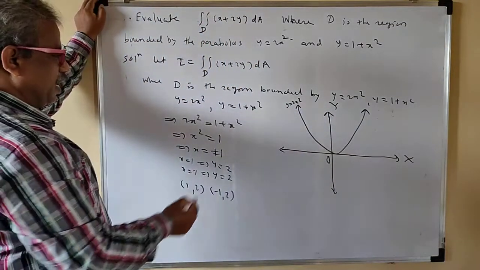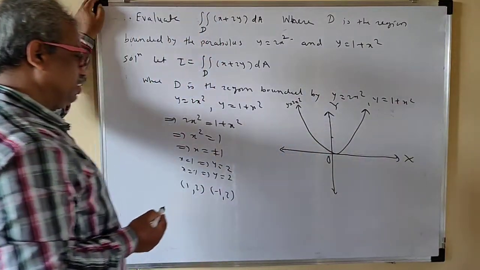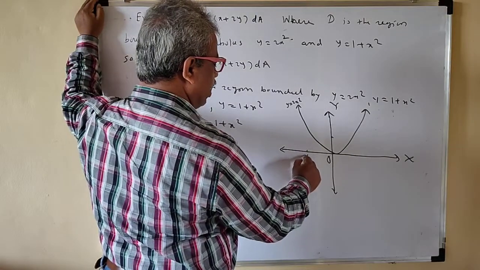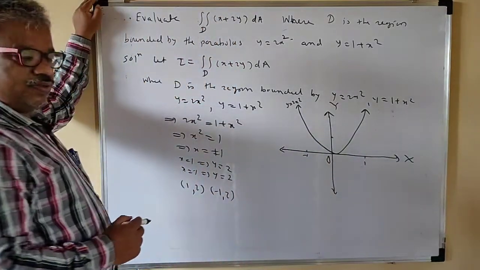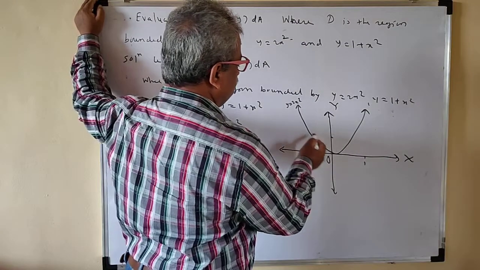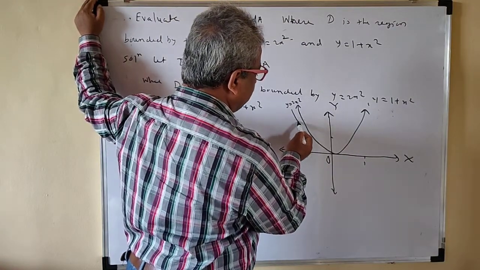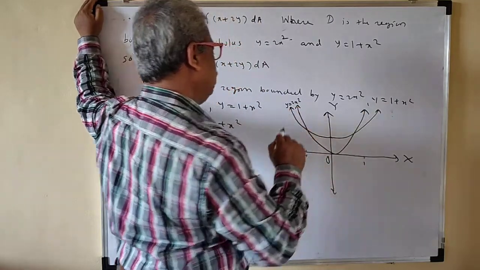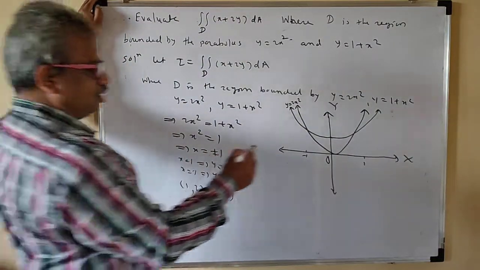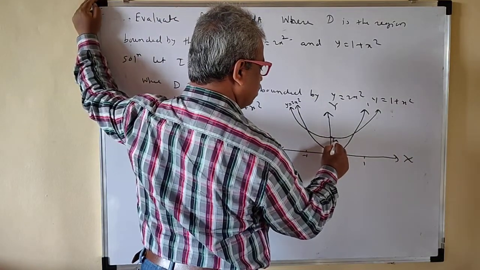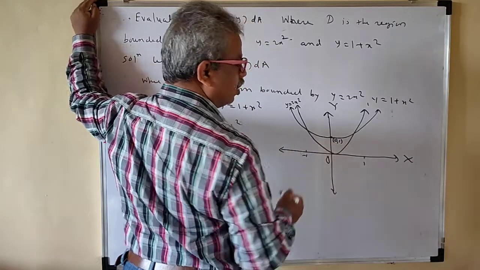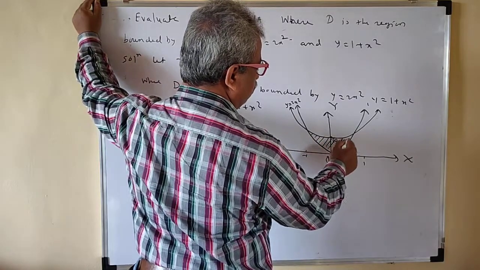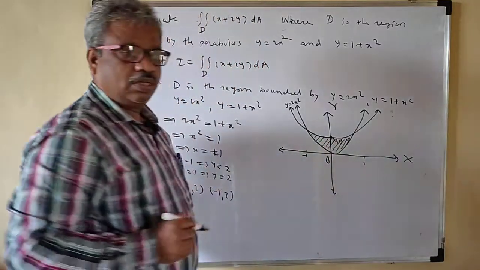This parabola's vertex is at the origin. Now they intersect at x = 1 and x = −1. So your parabola is like this. This point is (0, 1). Now this is your region, the region bounded by the two parabolas.